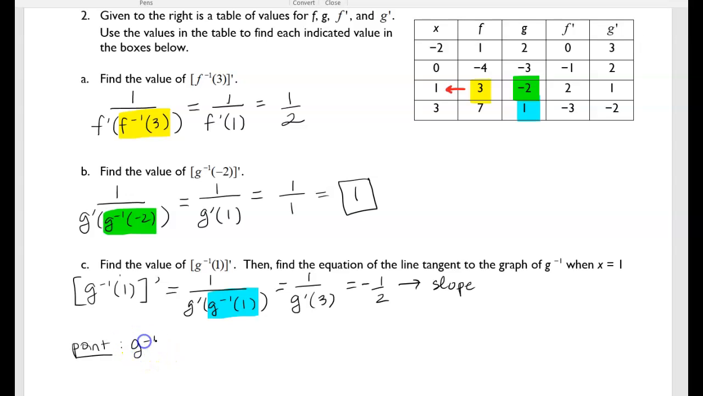So g inverse of 1 is 3. That's the 3 that we found before. So again, g inverse of 1, I go to the g column, find the 1, and it's at 3. So my point is 1 comma 3. And now I can write my equation. Y minus 3 equals negative 1/2 times x minus 1.